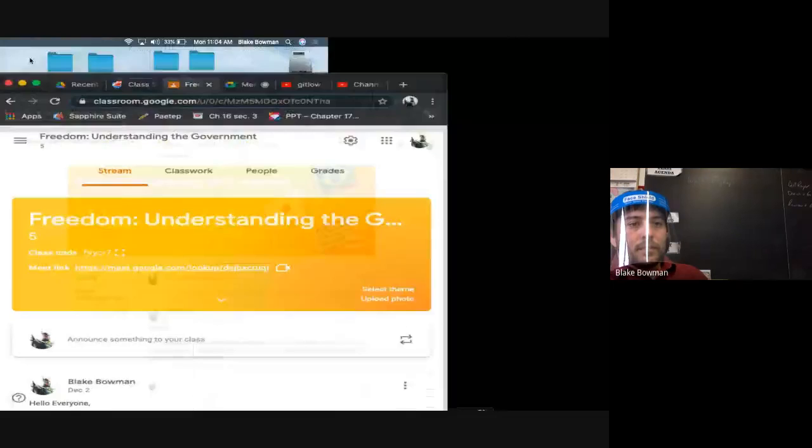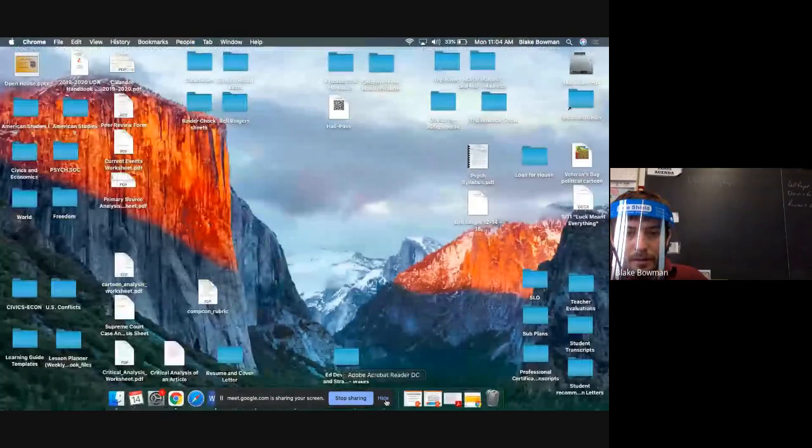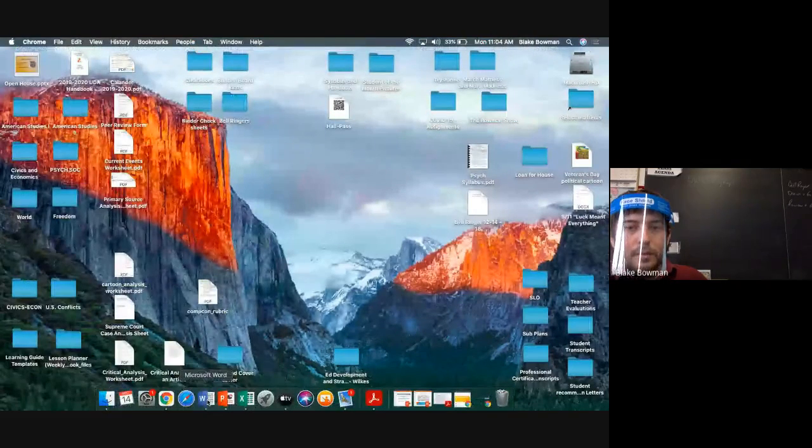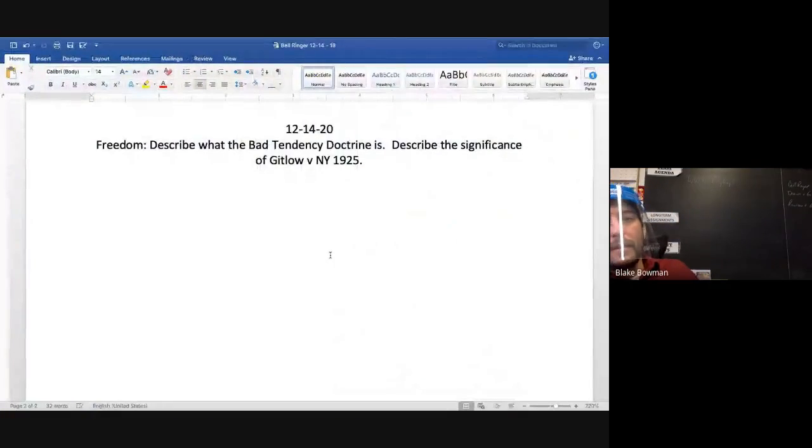All right, so we're just working on the bell ringer now. Here, describe the bad tendency doctrine. Describe the significance of Gitlow versus New York, 1925. Need a few more minutes to finish up here.